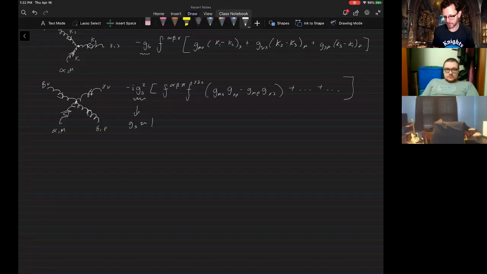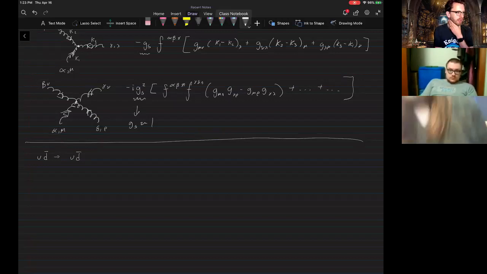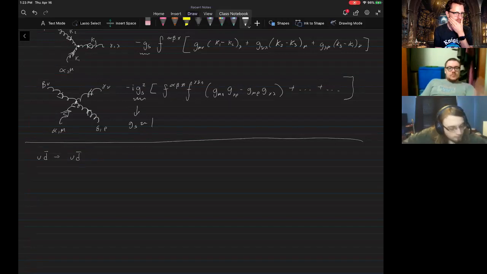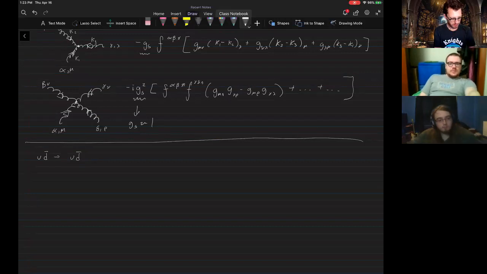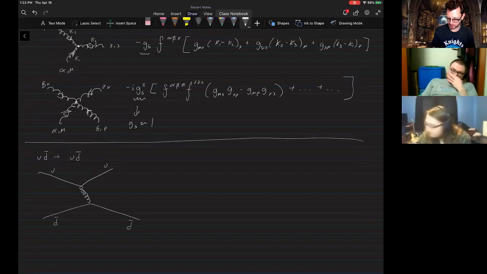Let's use these rules to write down the invariant scattering amplitude for a simple process. Okay, let's look at, say, u d-bar scattering. Say u d-bar goes to u d-bar. What does the Feynman diagram for this look like? It would be just like our electron-muon scattering, except with a gluon in that state. So I would have something that would look like, say, a u on this side and a d-bar on this side here, and then I would have a gluon mediating that exchange.